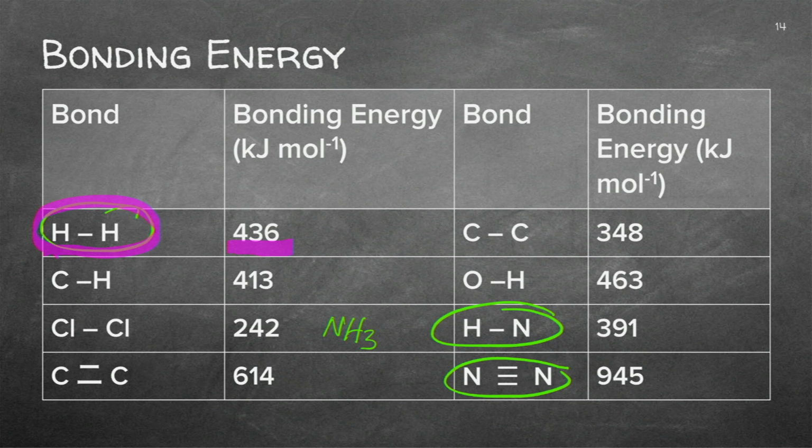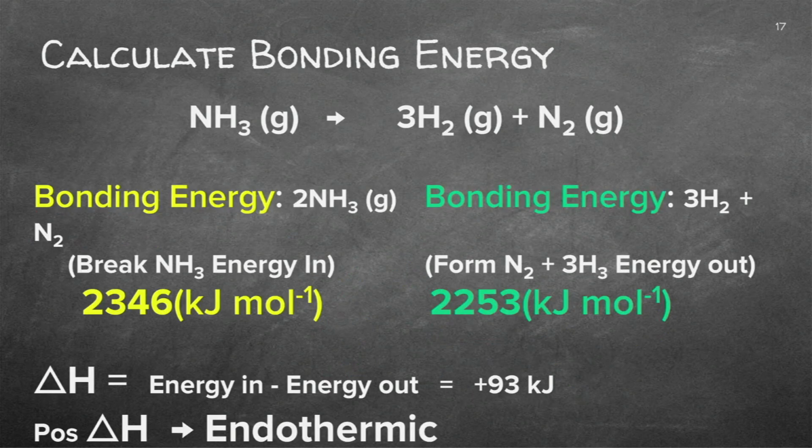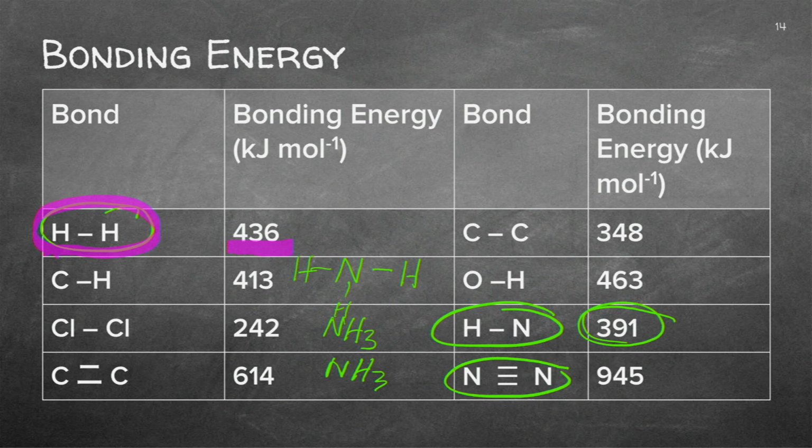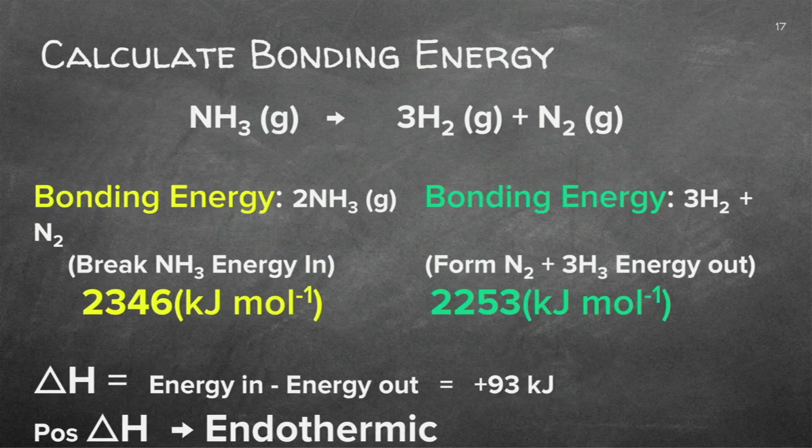Now interesting, we've got an N with 3 hydrogens. Can you see it there? And I've got 2 of those molecules. And each of them have 391 kilojoules. So let's do the calculation. Let me just find the value again, 391. So I've got 391 there.